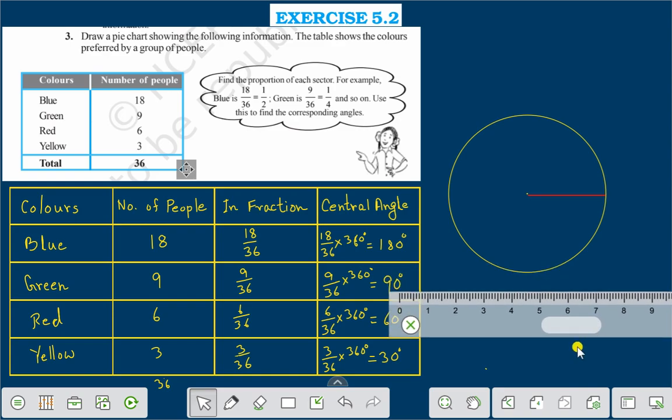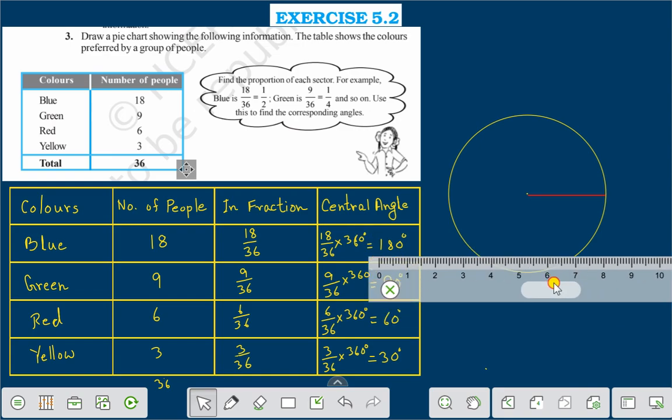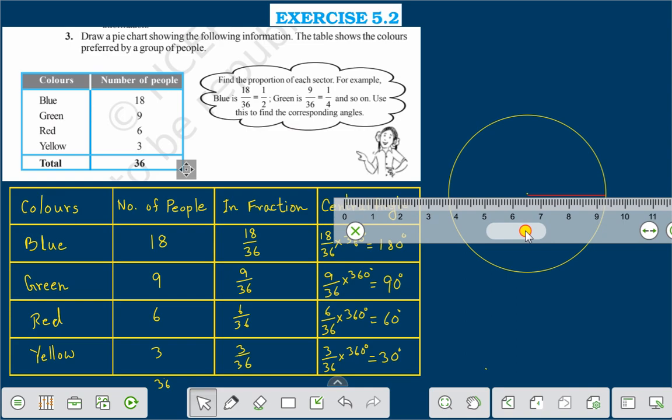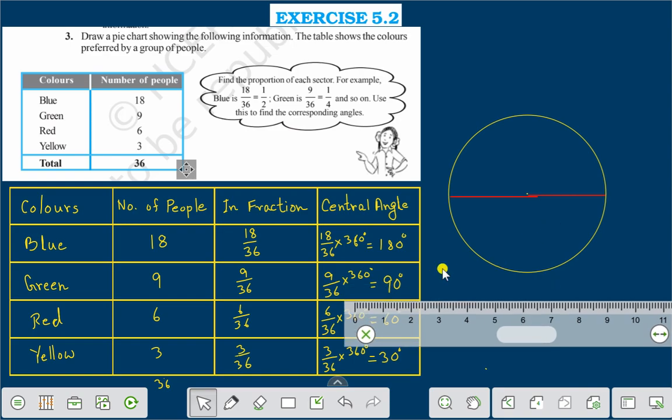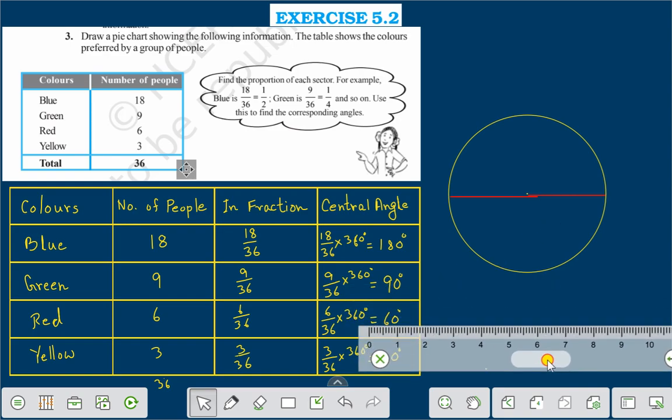Right? Now we have to make 180 degree. The first angle is 180. Let us make 180 degree. This is 180 degree. Next is 90 degree.